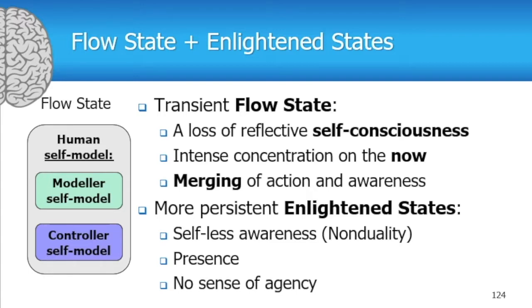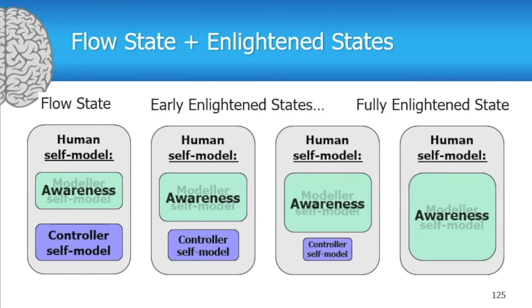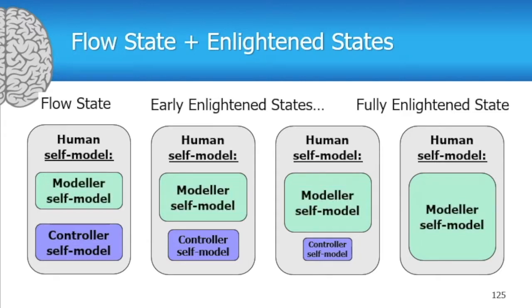My hypothesis is that there can be a range of enlightened states which have more and more modeler self-model and less controller self-model. The flow state is transient, but reports are that the enlightened states, especially the fully enlightened state, are much more persistent.